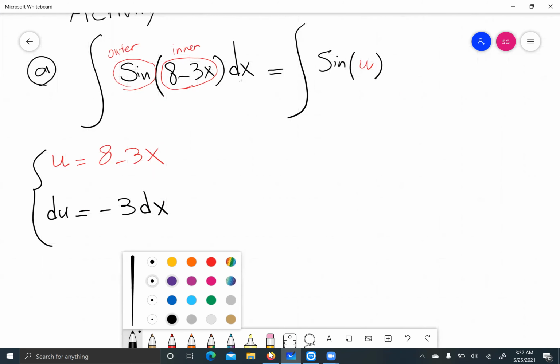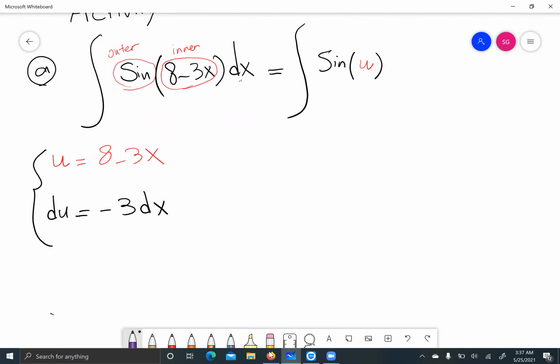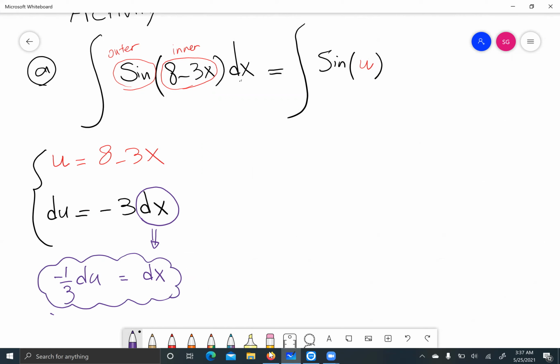Maybe I use another color. From here, I need to solve it for dx. dx is negative 1/3 of du. Do you see that? From this equation, we can solve it for dx. So dx is negative 1/3 du.